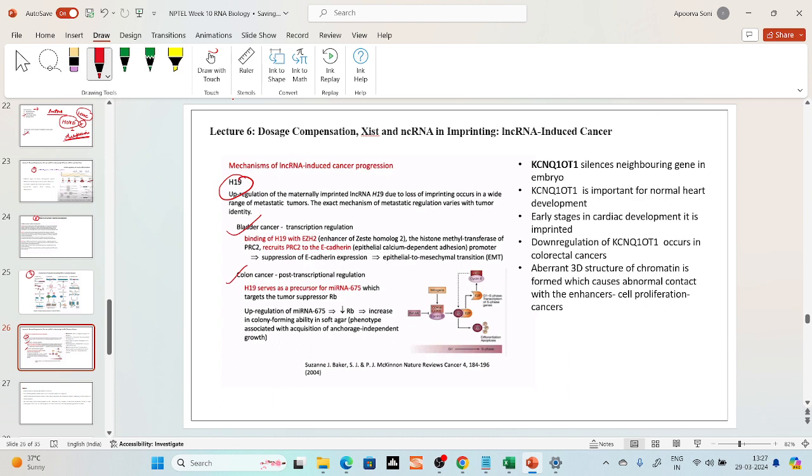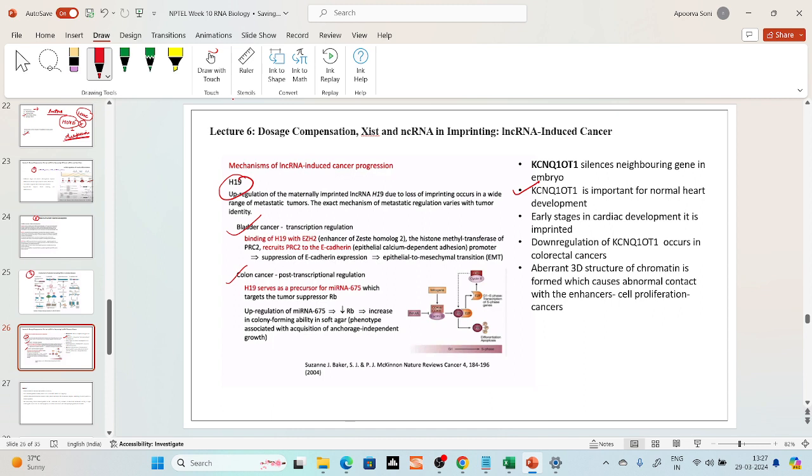Okay. Then there is another example, which is KCNQ1OT1. So what does it do? This KCNQ1OT1 is required for normal heart development. So how does it regulate normal heart development? By imprinting of certain genes in the early stages of cardiac development. If the imprinting is not proper, then there would be formation of some kinds of cancer.